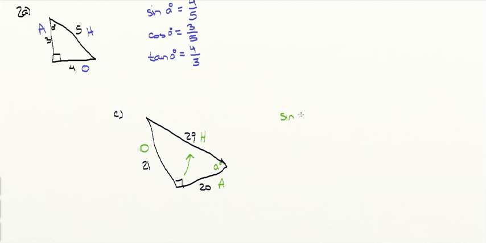So sine A is opposite over hypotenuse. Cosine A is adjacent over hypotenuse. Tan A is adjacent over opposite. If you can, you are asked to reduce these fractions. None of these fractions can be reduced, so we're good.